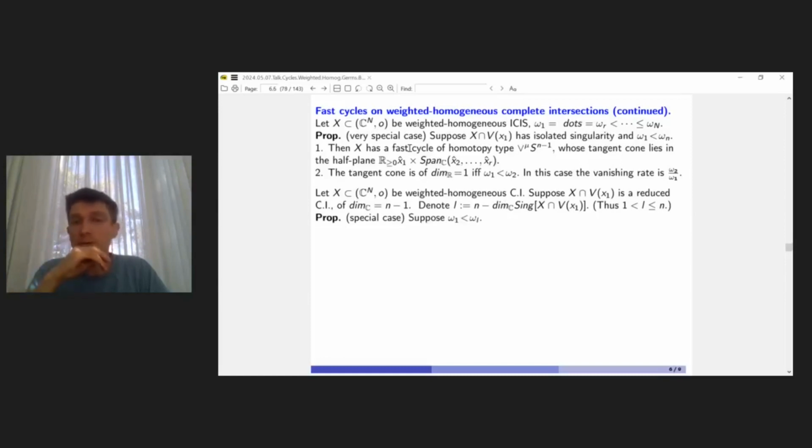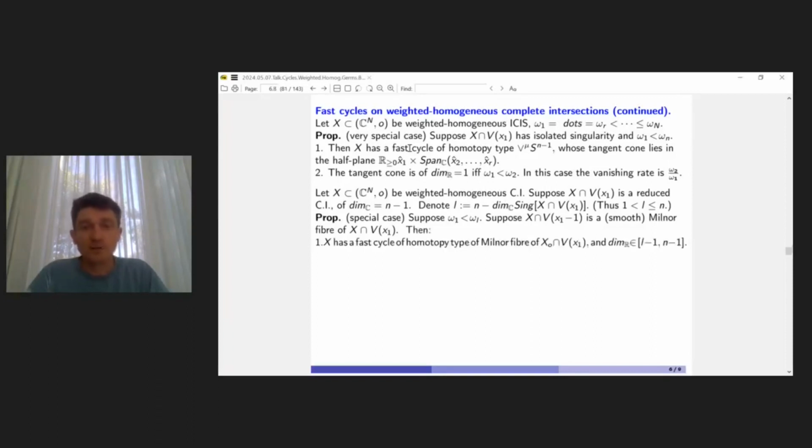So suppose omega 1 is smaller than omega L. And here is some technical condition. When we intersect not with the hyperplane of the lowest weight, but we move this hyperplane, suppose this is a smooth Milnor fiber. This is a non-trivial assumption. It is not always satisfied. Then, first of all, X has a fast cycle. Its homotopy type is the Milnor fiber.